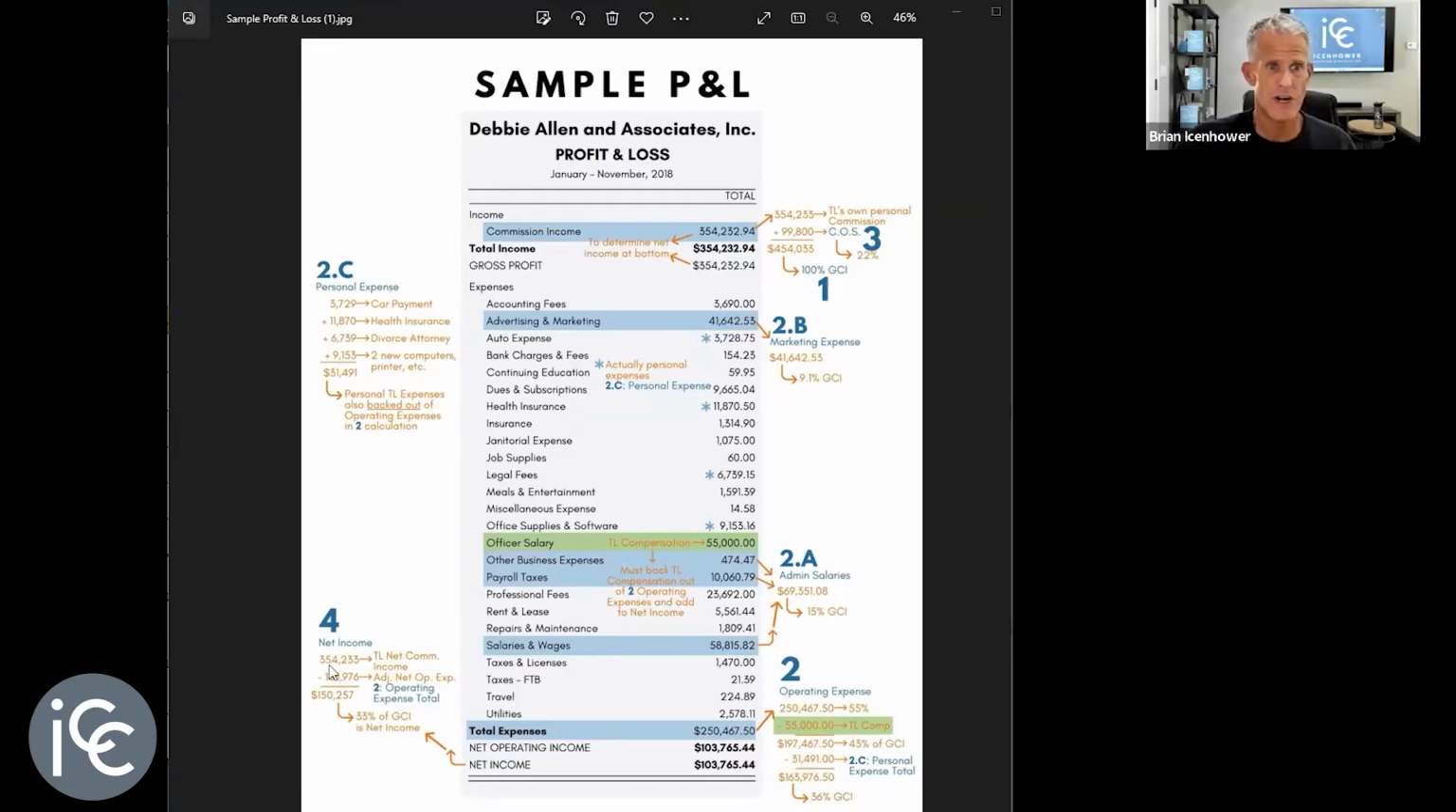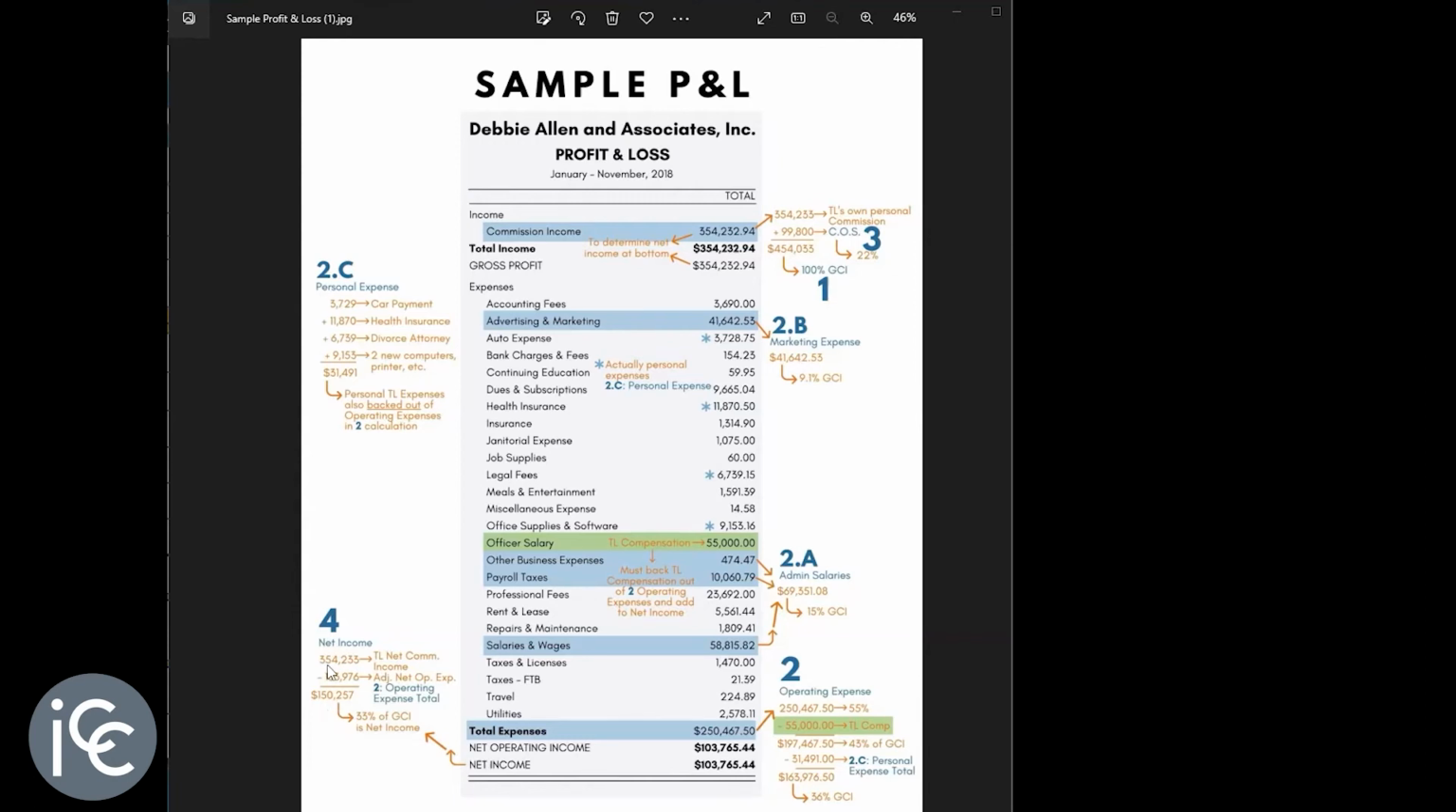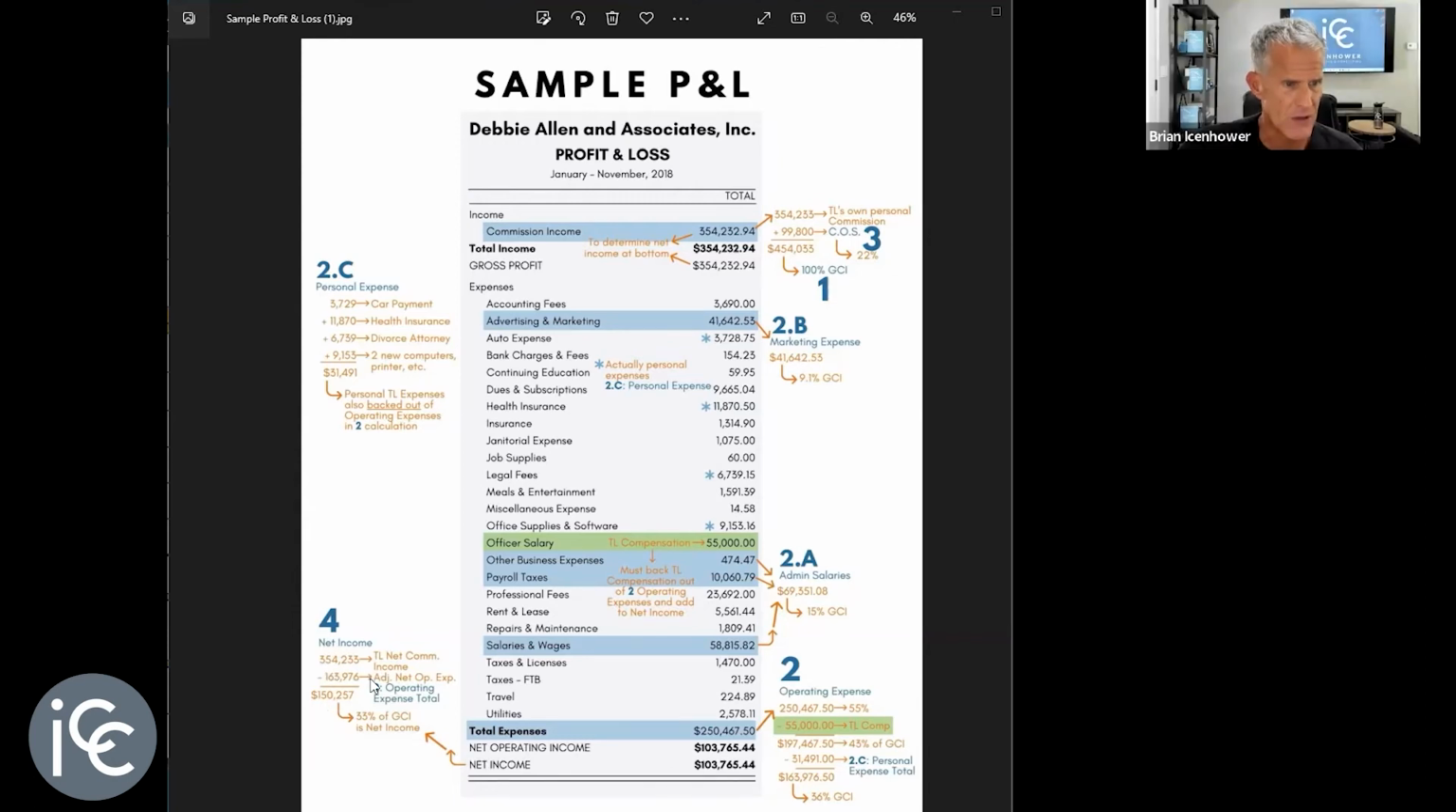Then the last thing to do is move over to number 4, because we've just figured out operating expenses. And now we can find your net income, right? Because now we can use your TL net income number. We have your TL net income. We know how much you made, 354 and change. We can subtract out our adjusted net operating income, that 163 number that we solved for down here. And now we're going to have a total net income number, right? And that's going to be your 150,000 and change, which is 33% of GCI.